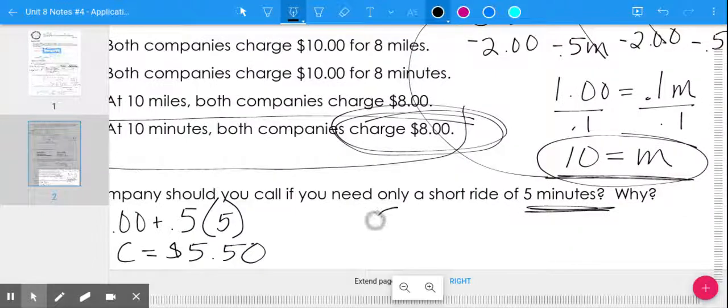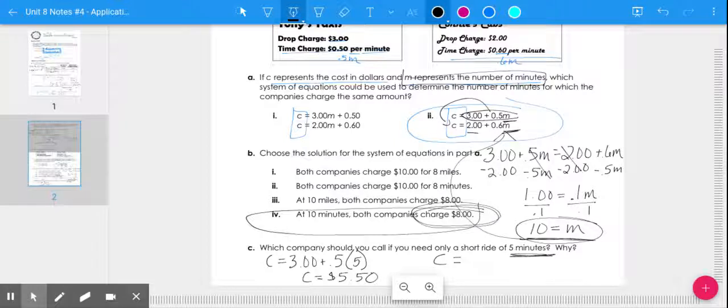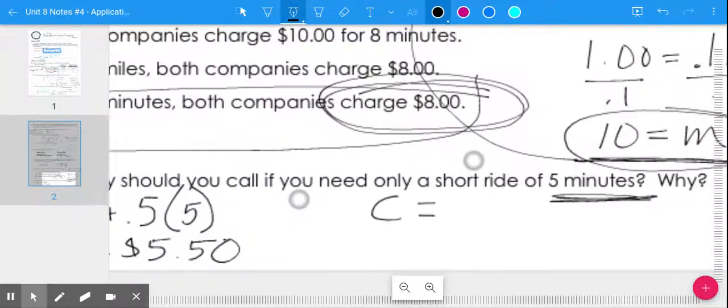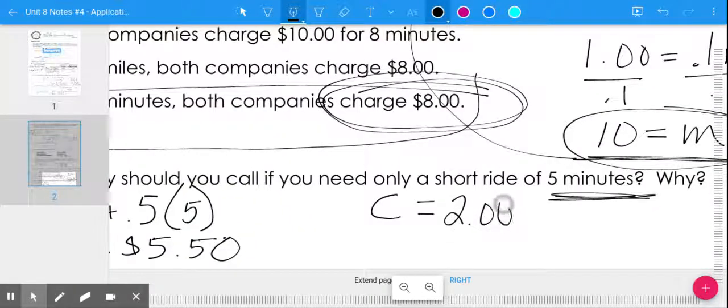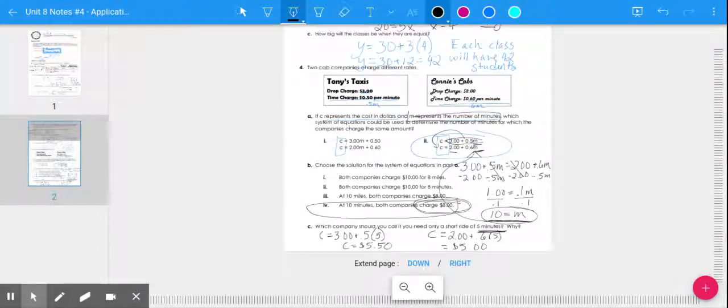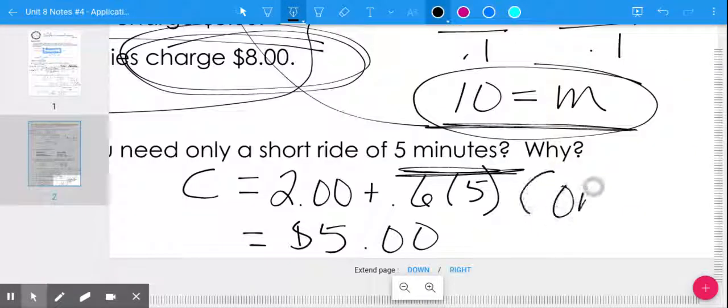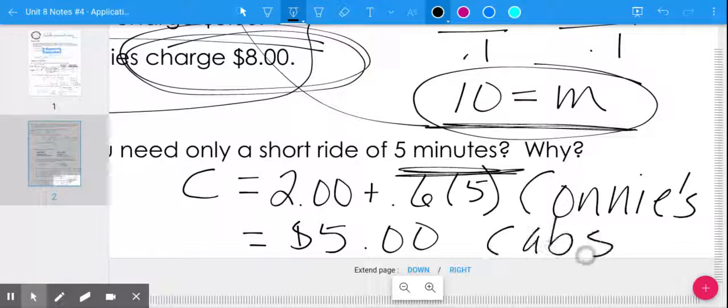And then we're going to do the second one. That's Connie's Cabs. She had a total cost of $2 plus 0.6 times 5. Well, 0.6 times 5 is going to give me 3, plus 2 is going to give me $5. So which one's cheaper at 5 minutes? Well, that's going to be Connie. So we want to pick Connie's Cabs, and that's because it's cheaper.